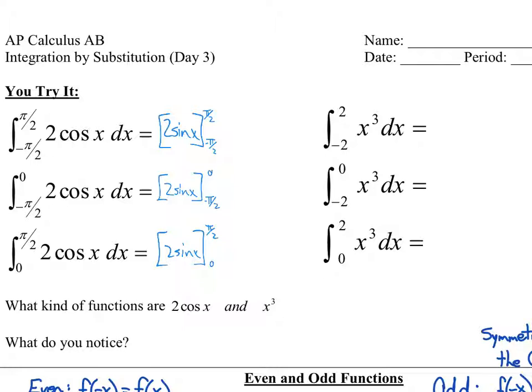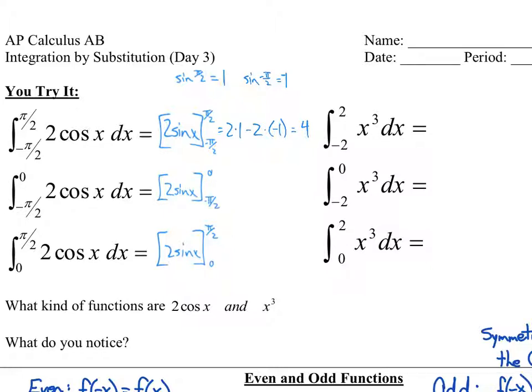Okay? Now, what's the sine of pi over 2? Come on, trig experts. Radical 2 over 2. Nah, it's not pi over 4. This is pi over 2, straight up. It's 1. Okay? And sine of negative pi over 2? Negative 1. Negative 1. Okay? That's straight down. All right? So, when I'm doing this, I have 2 times 1 minus 2 times negative 1. And that's going to give me 4.